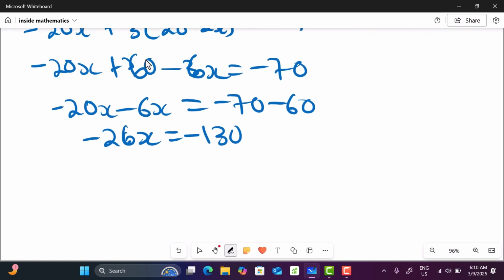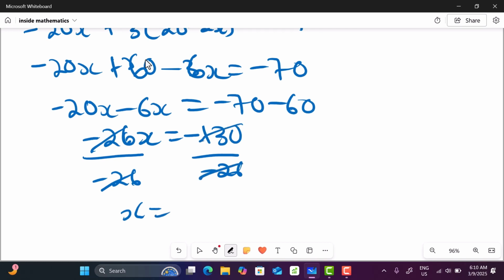If that is the case, we divide both sides by negative 26. We cancel here and here. x is nothing but, here into here, 3, 4, 5 here. So we get a positive 5 for the value of x.